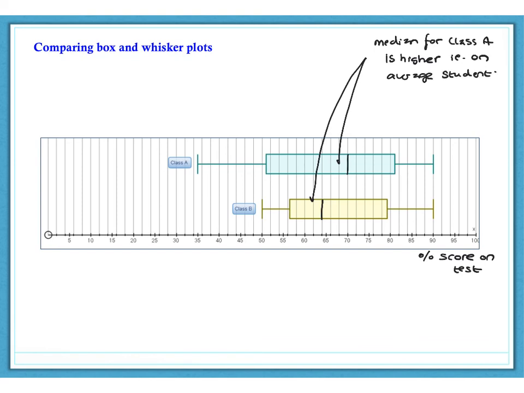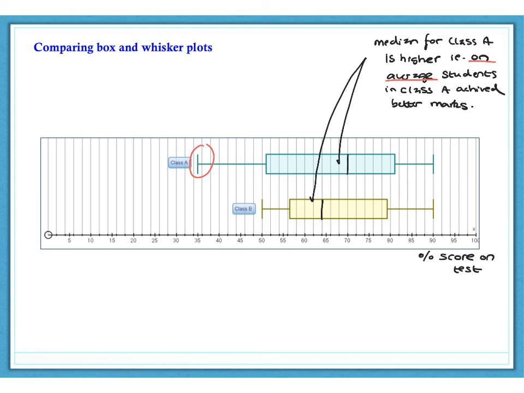students in Class A achieved better marks. Now it's crucial that we use this word on average, because we're not saying every student in Class A performed better than every student in Class B. It's clear that there are some very low scores in Class A and some high scores in Class B. But what we're saying is that on average, Class A performed better because their median, which is a representative of the average, is higher.